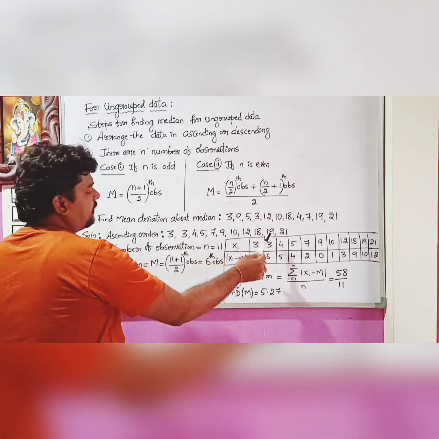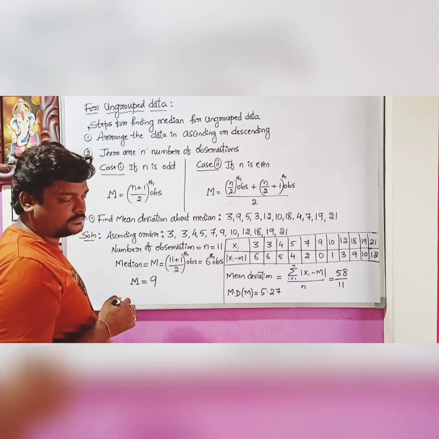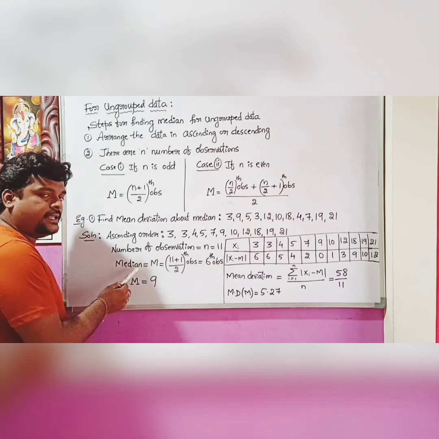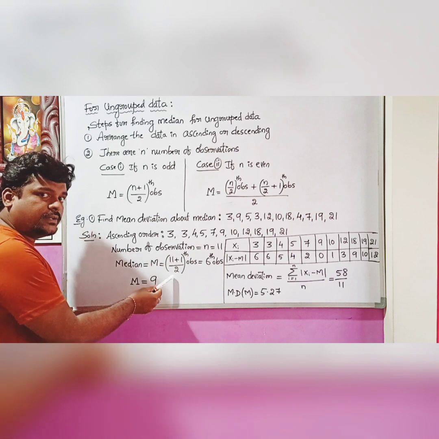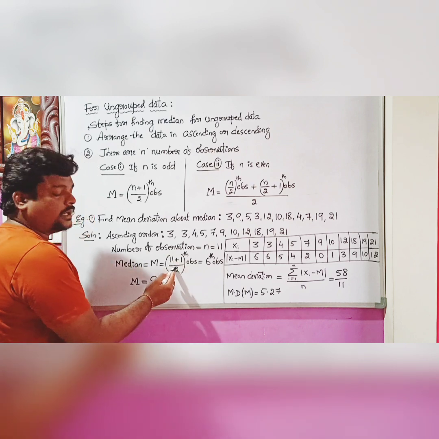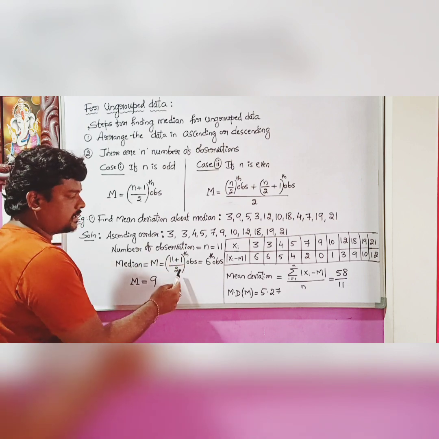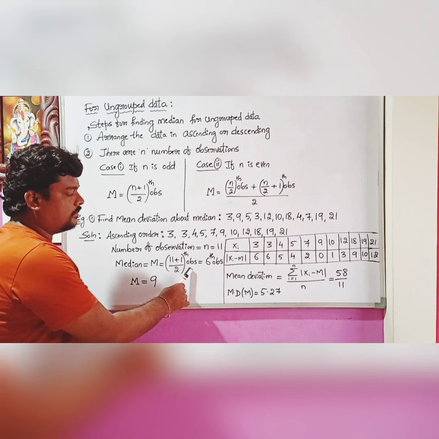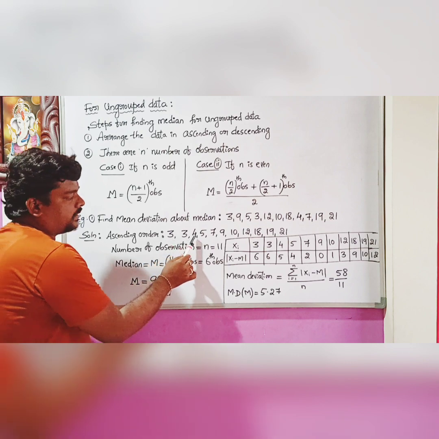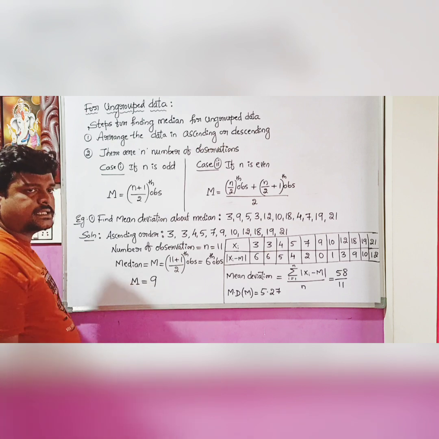After finding the number of observations, as there are 11, we denote it by the symbol n. Then find the median. The median is the (n plus 1) by 2-th observation if the number of observations is odd. Yes, 11 is an odd number, so it is (11 plus 1) by 2, that is 12 by 2, which means the 6th observation. Here the 6th observation is 1, 2, 3, 4, 5, 6, which is 9. So the median is 9.